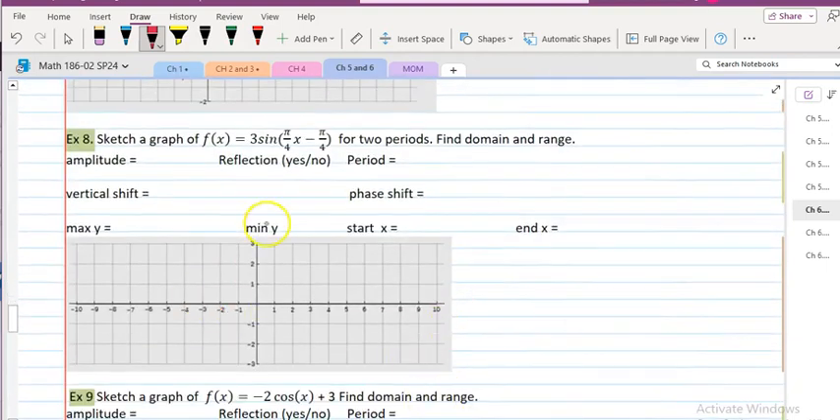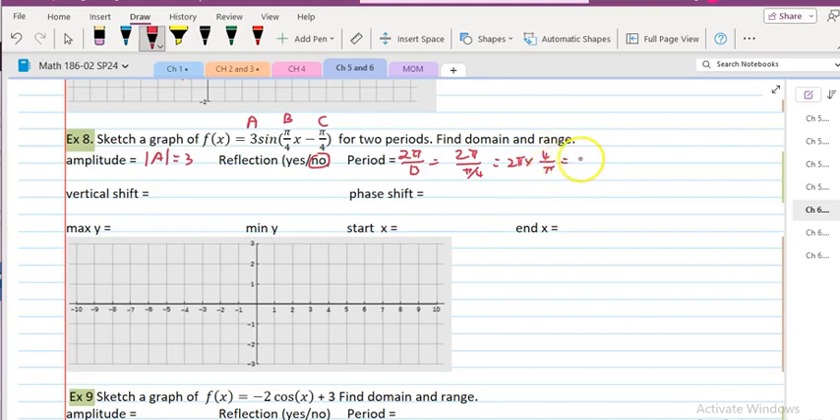So this one has a number outside, A, B, C. Amplitude is absolute value of A, which is equal to 3, and there is no reflection because the actual A is positive. Period would be 2 pi over this B, not the C here. This case would be 2 pi divided by pi over 4, meaning 2 pi times 4 over pi, which is equal to 8. So it should start at 0. I would just take a note for myself: 0 to 8 is the old one.